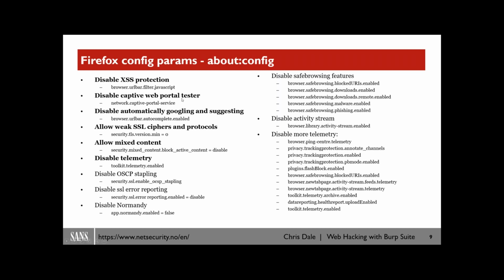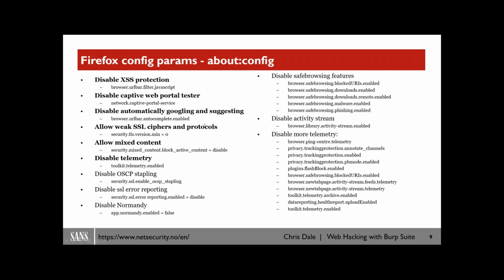The captive portal detection, just get rid of that stuff ASAP, because that's just an annoyance. Automatically Googling and suggesting for you when you type something in the URL bar, that's not necessary. You don't want your browser to be smarter than you. It will leak data to Google. It will start making all these outbound requests that you don't want to see in your proxy. So turn that stuff off.